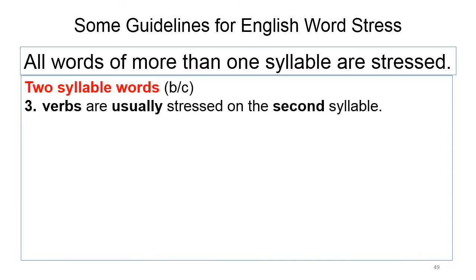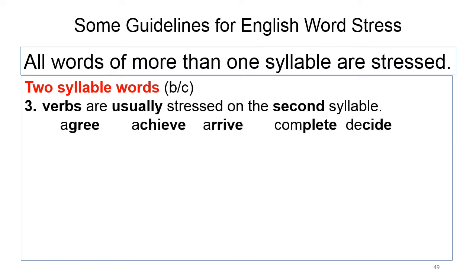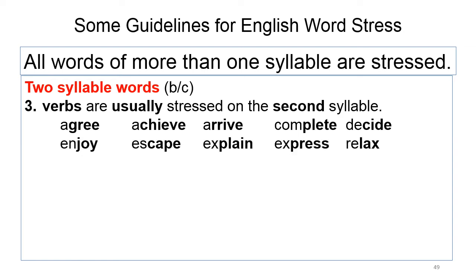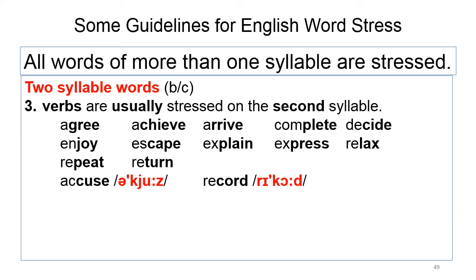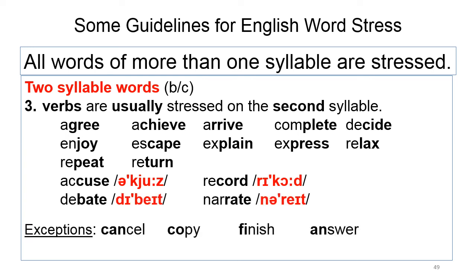Verbs are usually stressed on the second syllable in two-syllable words: agree, achieve, arrive, complete, decide, enjoy, escape, explain, express, relax, repeat, return, accuse, record, debate, narrate. Exceptions, verbs with stress on the first syllable: cancel, copy, finish, answer, enter, offer, listen, happen, open.